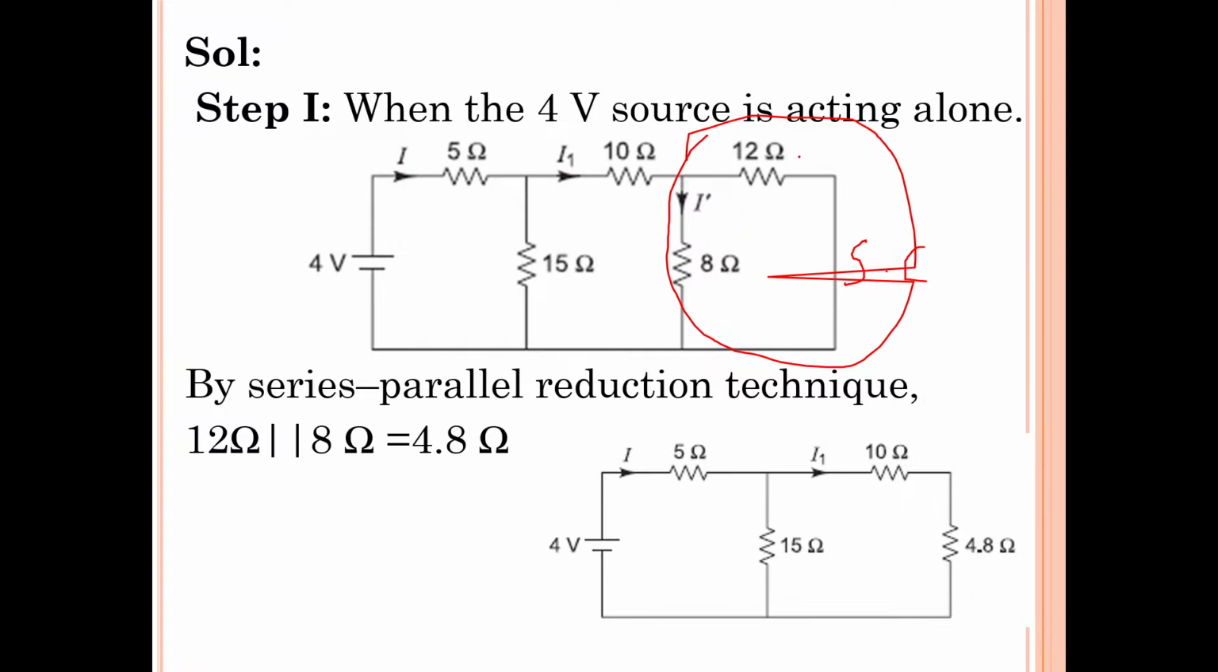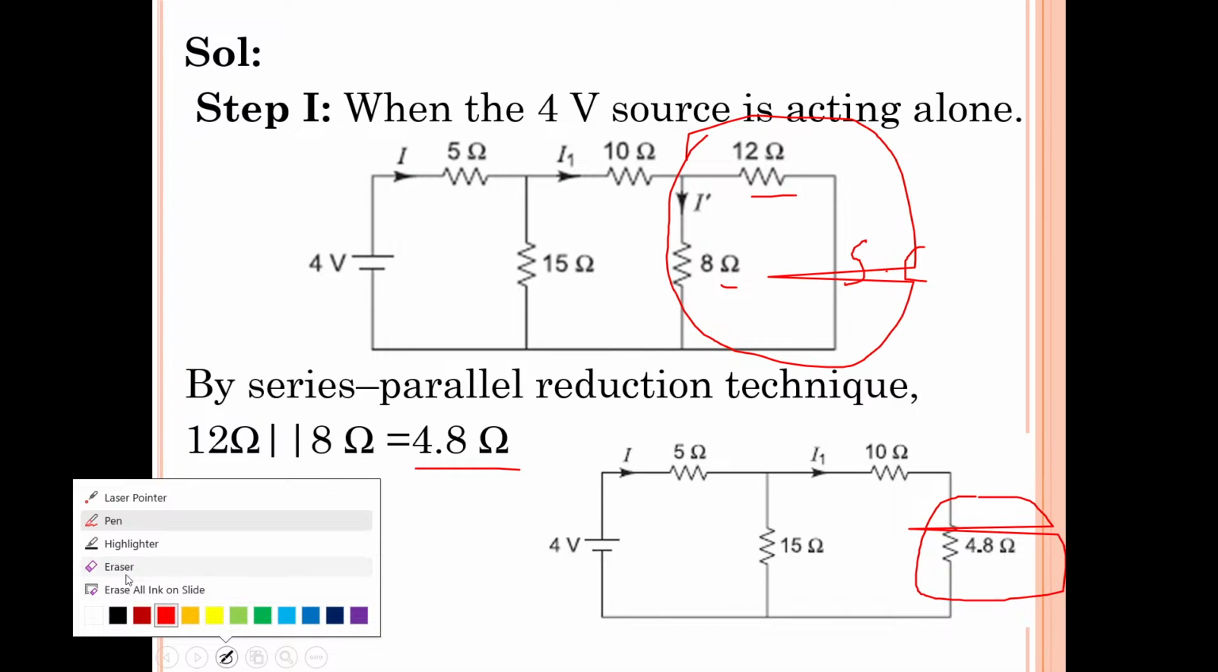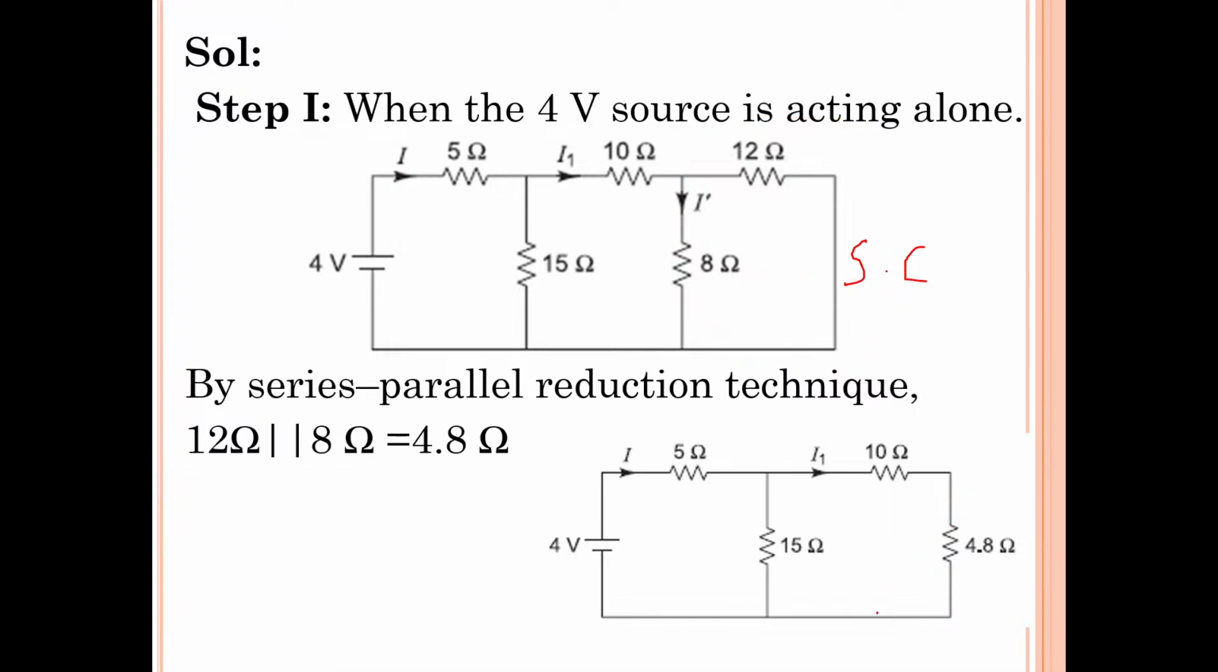So you can replace these two resistors with a single resistor. 12 ohms and 8 ohms can be replaced by a single resistor. How much is the resistance value? Just now we have calculated, it is 4.8 ohms. So these two elements must be removed and replaced by a single resistor whose resistance value is 4.8 ohms. Now you just observe this circuit.